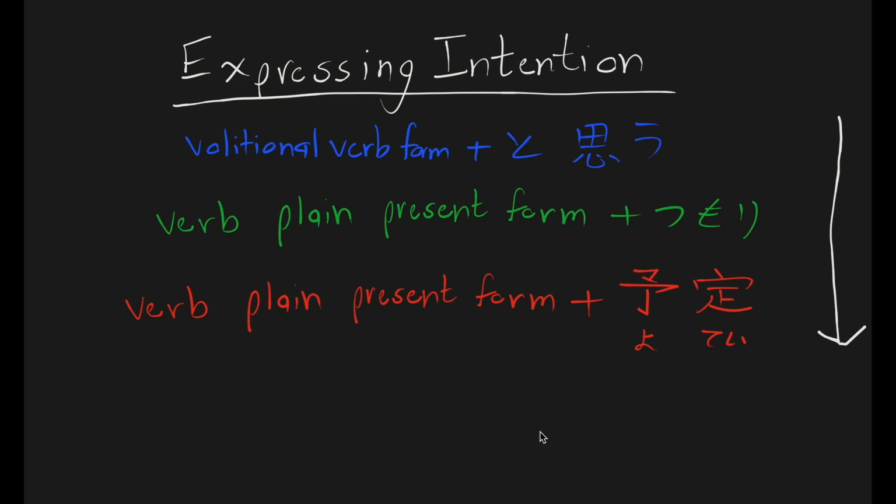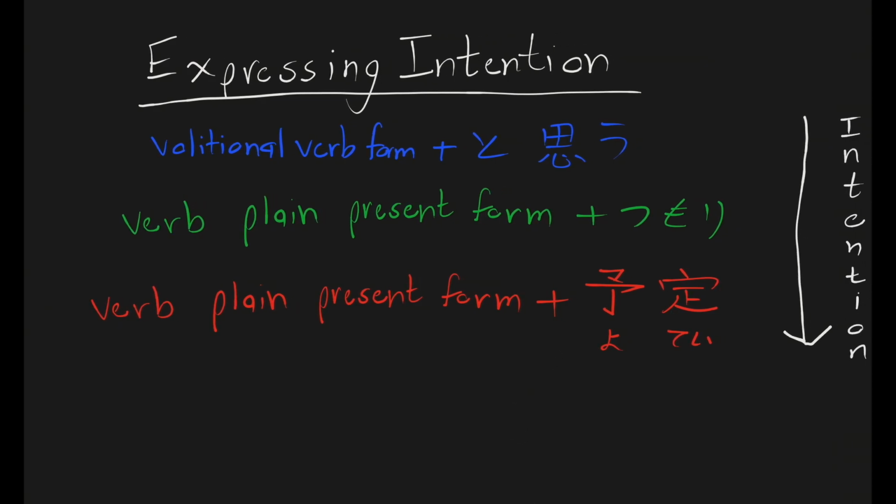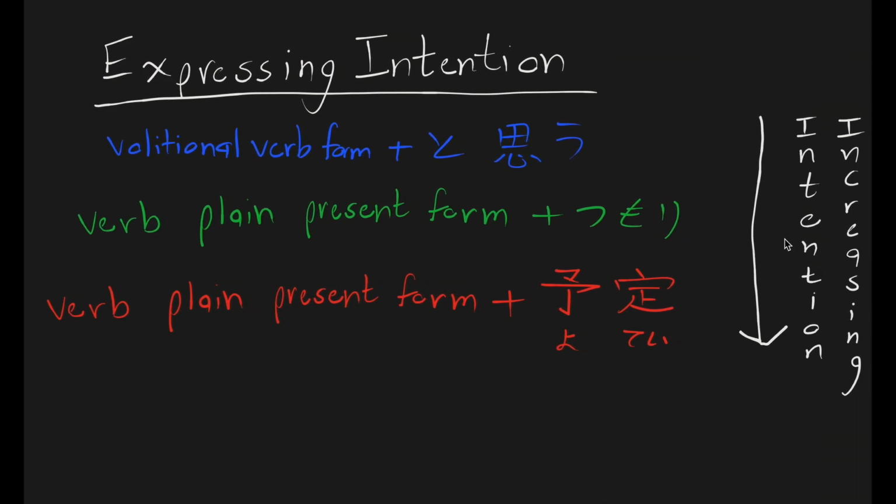So if we come over here to our right, we'll see this intention increasing arrow that I created here that shows that as you go down this list, the intention you get off increases. So starting with the volitional verb form plus tomo, when you say this, it's like saying I'm thinking of doing something. So for example, let's say I'm thinking of going to Hawaii.